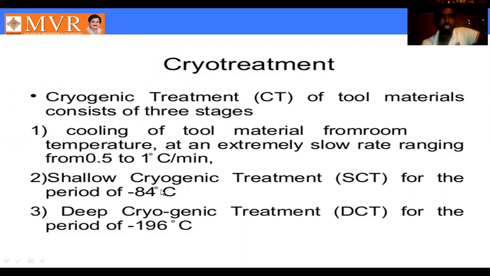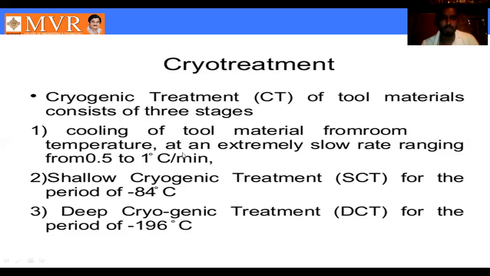So next one is shallow cryogenic heat treatment for the period of minus 84 degrees centigrade. So we have two classifications. The first one is cryogenic, in which the tool material is cooled from room temperature at 0.5 to 1 degree centigrade per minute. Then comes the shallow cryogenic heat treatment procedure, SCT, for the period of minus 84 degrees centigrade. Next is the deep cryogenic heat treatment process, DCT, for the period of minus 196 degrees centigrade onwards, where we are cooling the tool material.